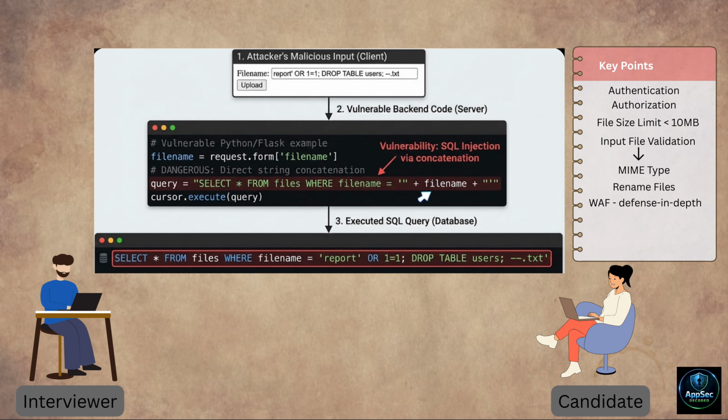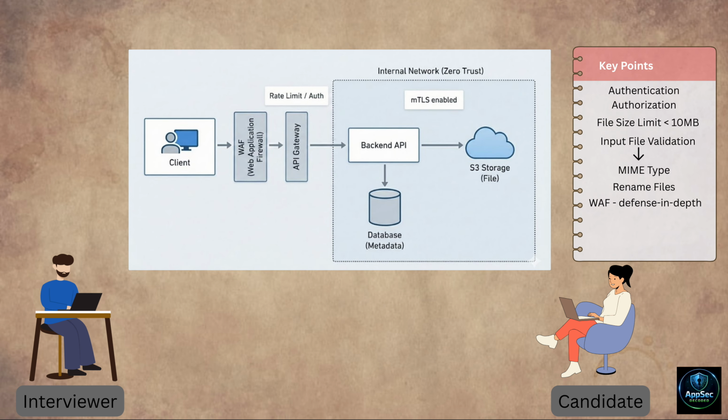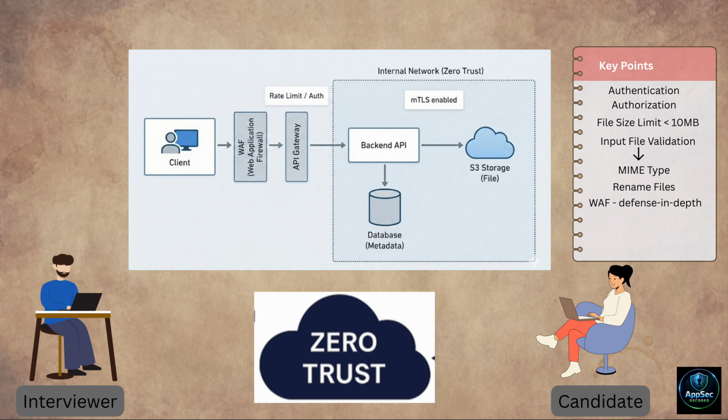Yeah, if the backend takes the original file name from the user and concatenates it into a select or insert query, an attacker could name their file as drop table users.jpg. To fix this, I'll use parameterized queries, prepared statements, so the file name is always treated as data and never as executable code.